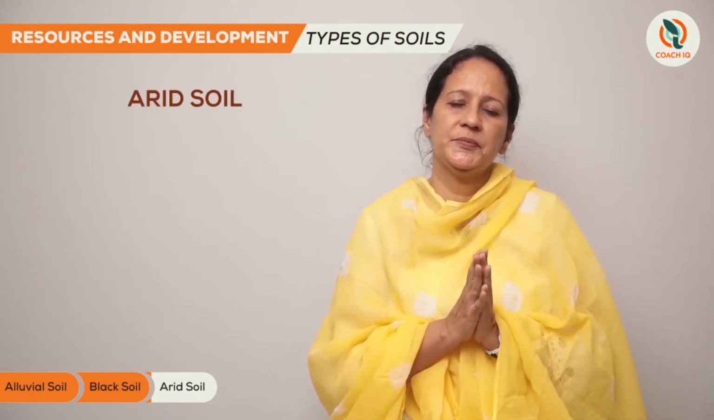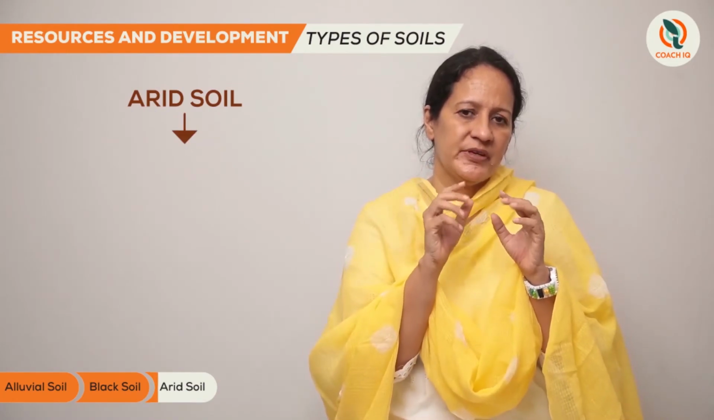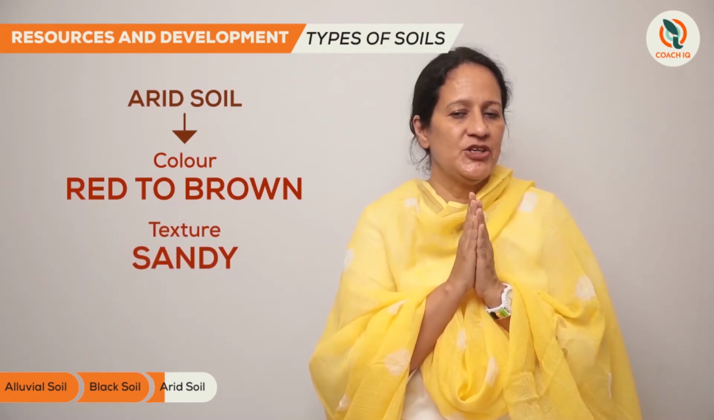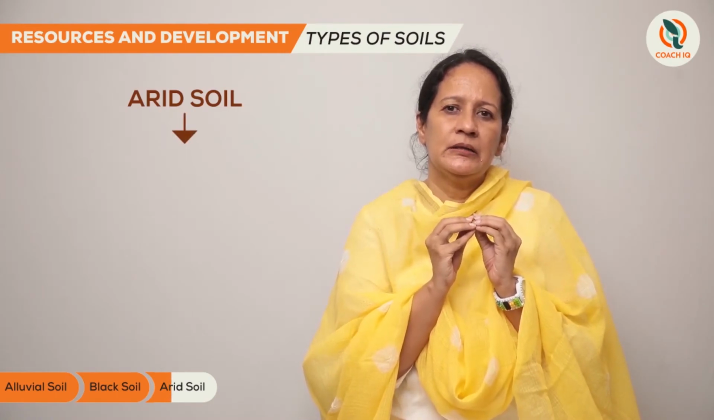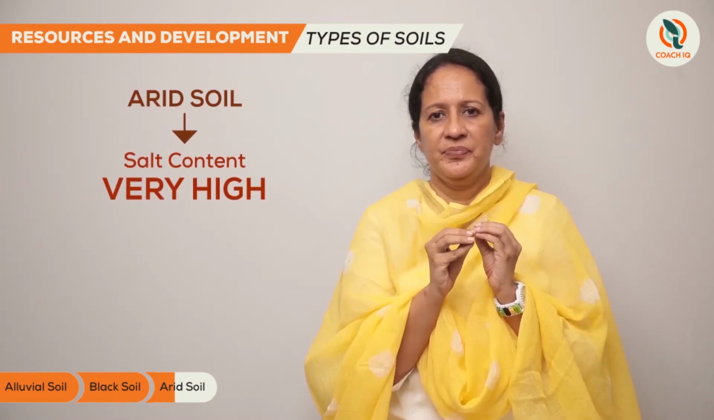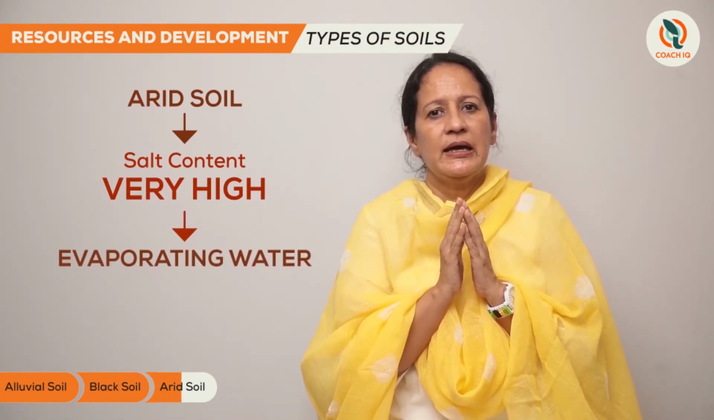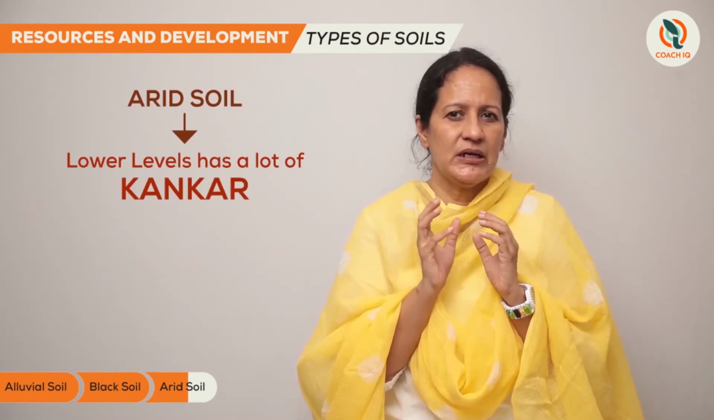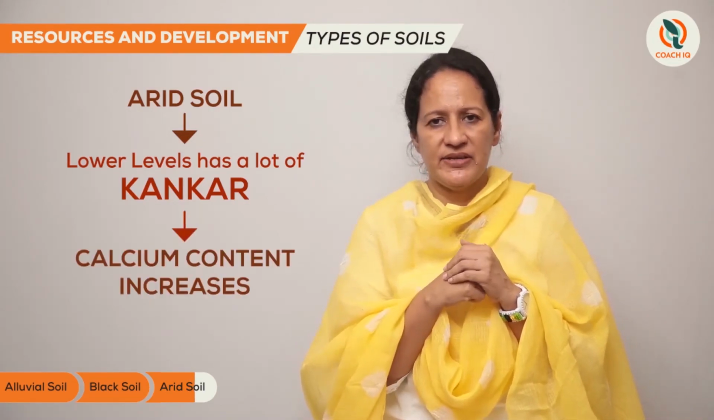Now we come to the third soil, that is the arid soil. Arid means dry. Now we first talk about the color, it ranges from red to brown. The texture is sandy and the nature is saline. Now this arid soil, the salt content is so high that sometimes you get salt just by evaporating the water. And as you go lower, the lower levels of this soil have a lot of kankar. Now why? Because as you go lower, the calcium content increases.